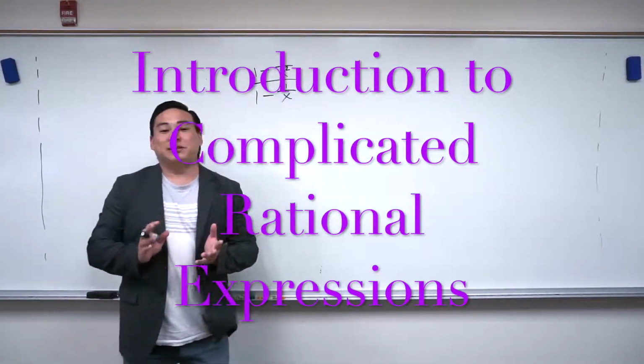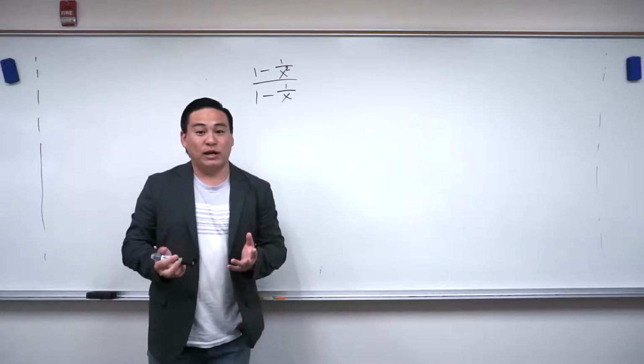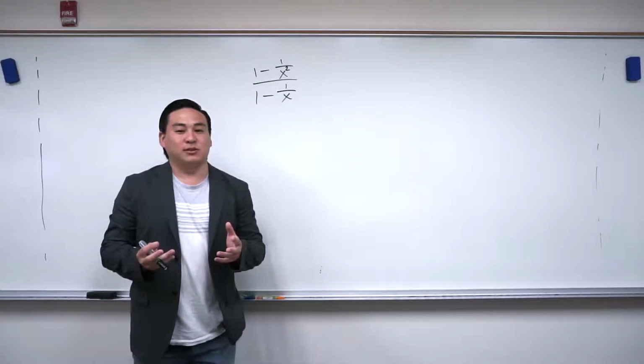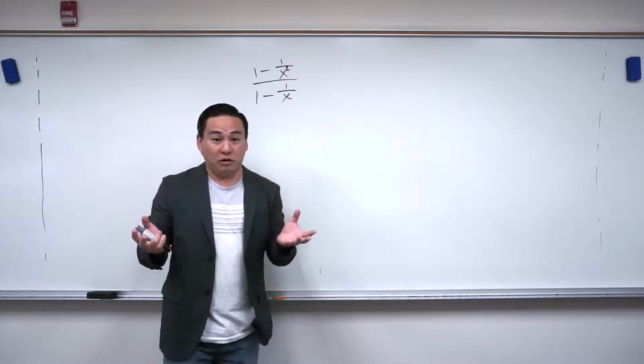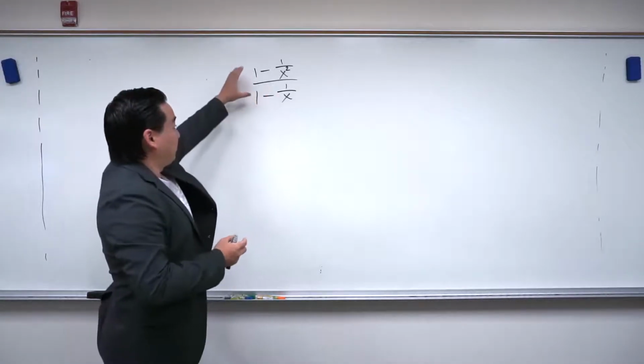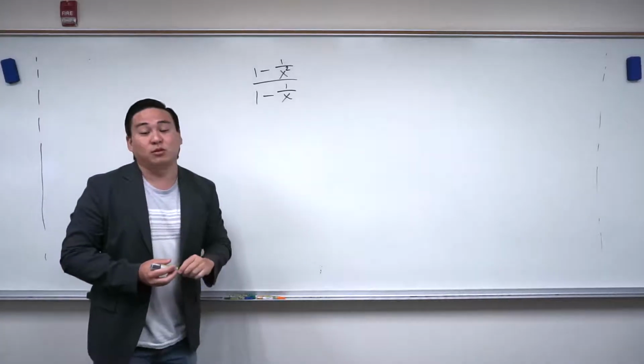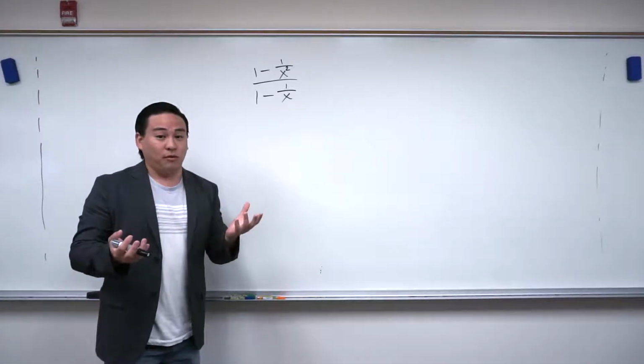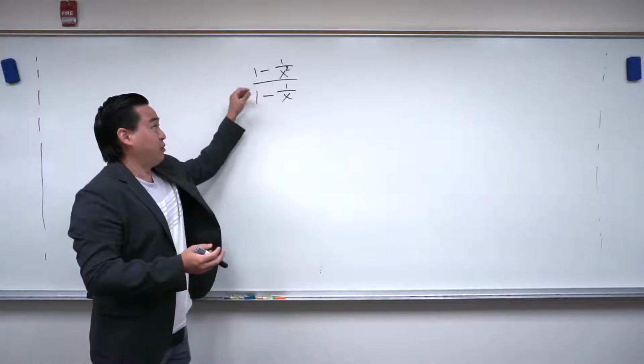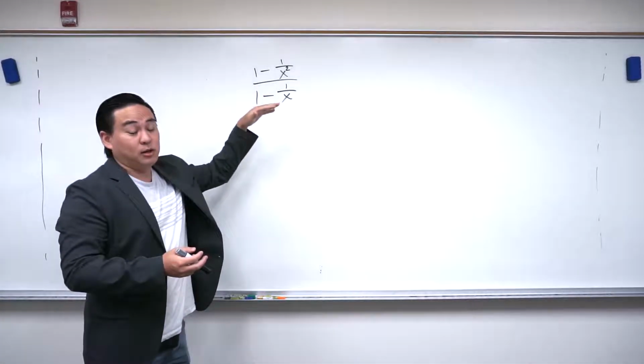Okay, so we're going to be discussing complicated rational expressions. And really what they're doing is they have more than one fraction in them. So for example, 1 minus 1 over x squared divided by 1 minus 1 over x. So there are actually four different fractions, or 5 if you want to include the big one in the middle.